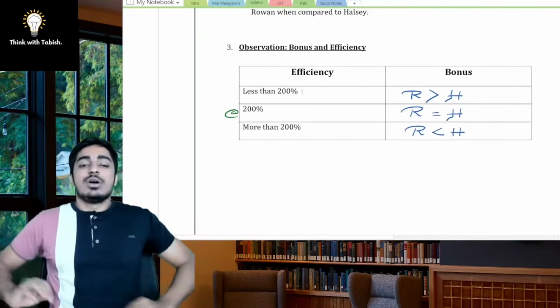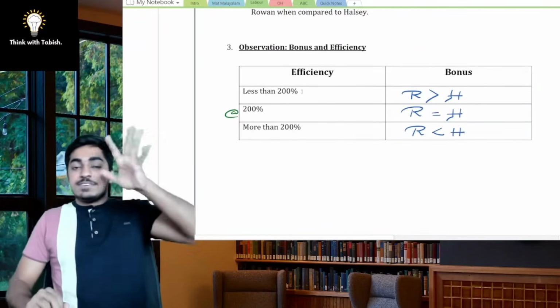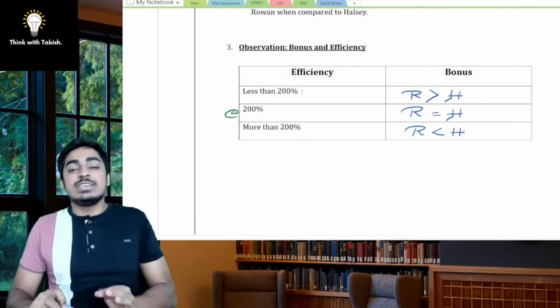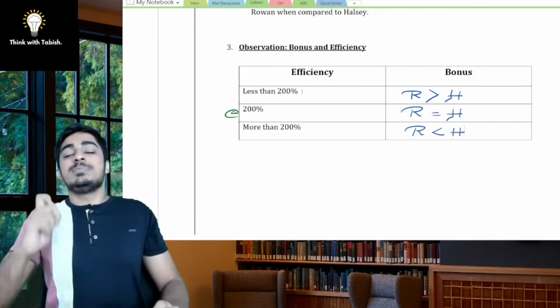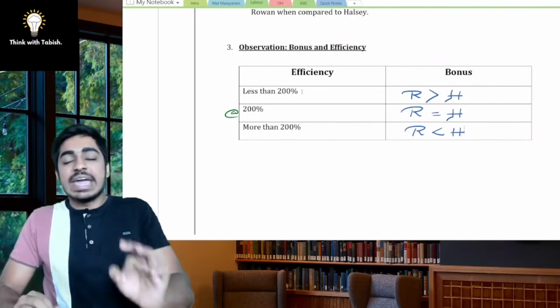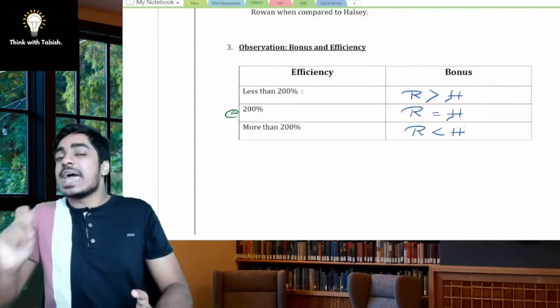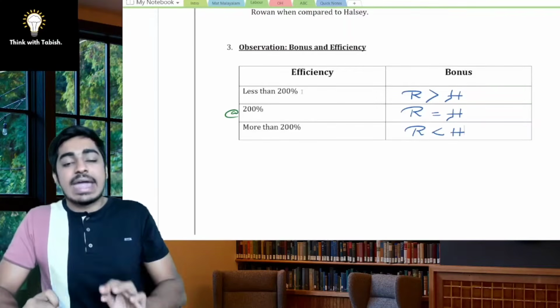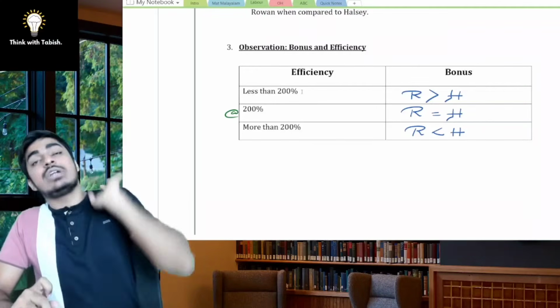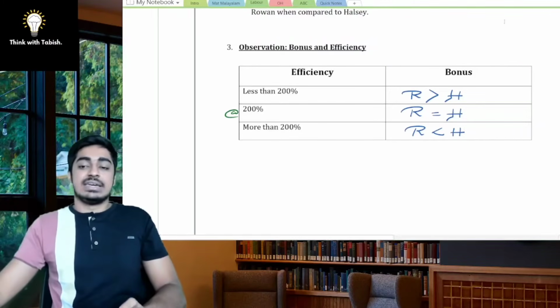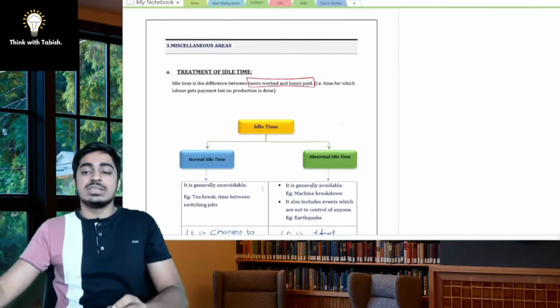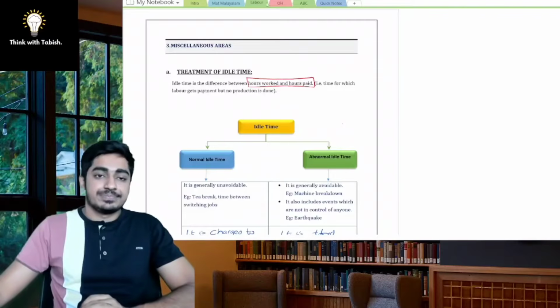We have one observation about the efficiency and bonus. If our efficiency is up to 200%, Rowan will be paying you more than Halsey. At 200%, Rowan and Halsey will both be equal. And if our efficiency is more than 200%, Rowan will be paying you less than Halsey. It is an observation which we have to keep in mind.